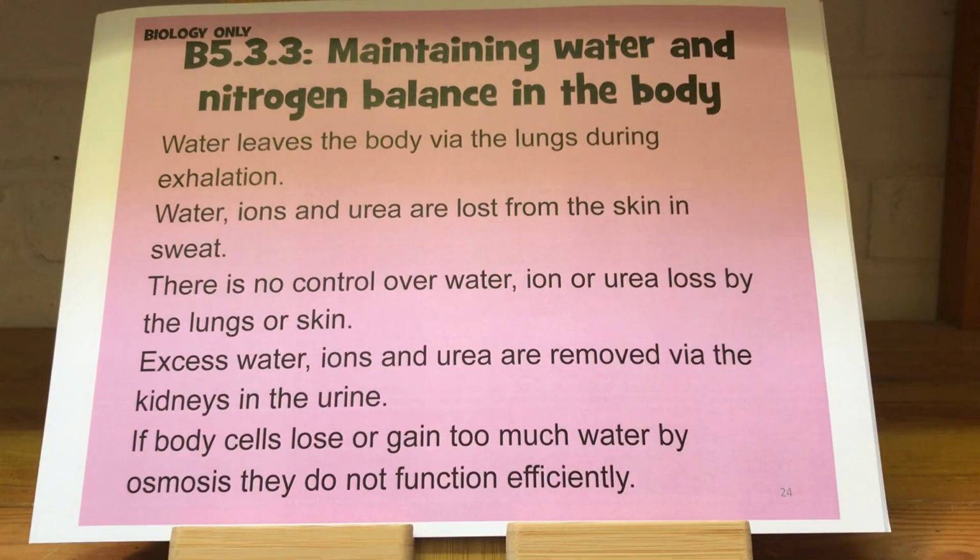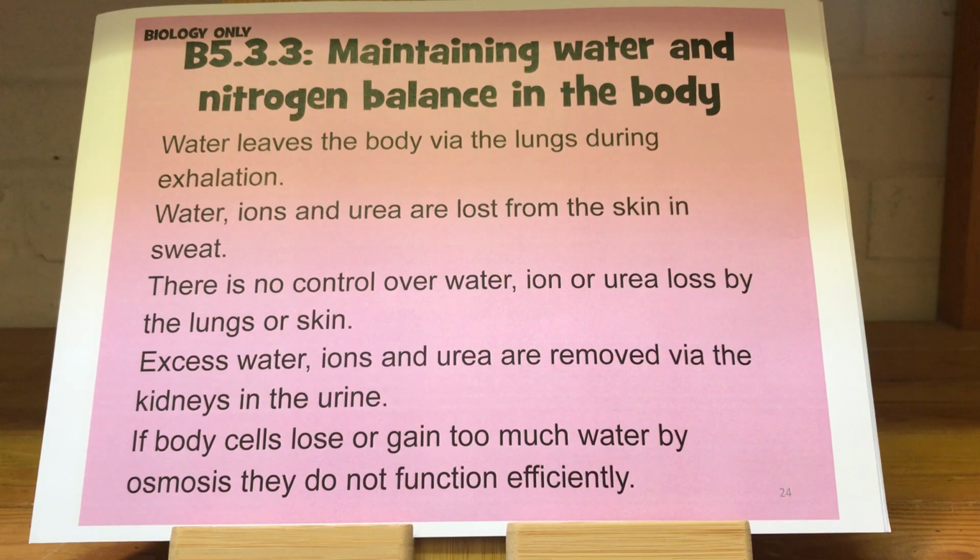Okay, moving on to the role of the kidneys. Let's look at our initial information about what we know about water loss, urea and ions. This is straight from the course content. Water leaves the body via the lungs during exhalation. If we breathe onto our hand, we can feel that moisture. Water, ions and urea are lost from the skin in sweat, but there's no control over how much is lost in the lungs or through the skin.